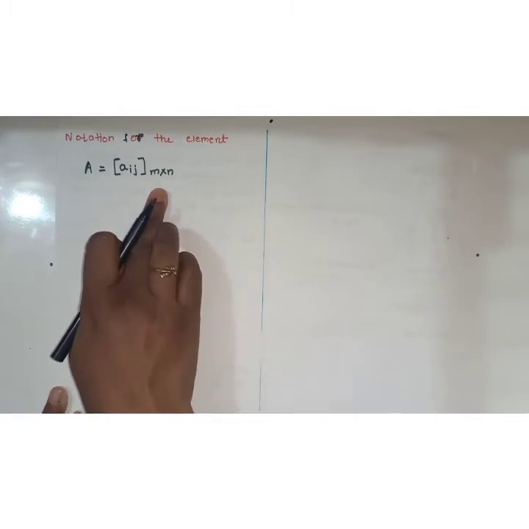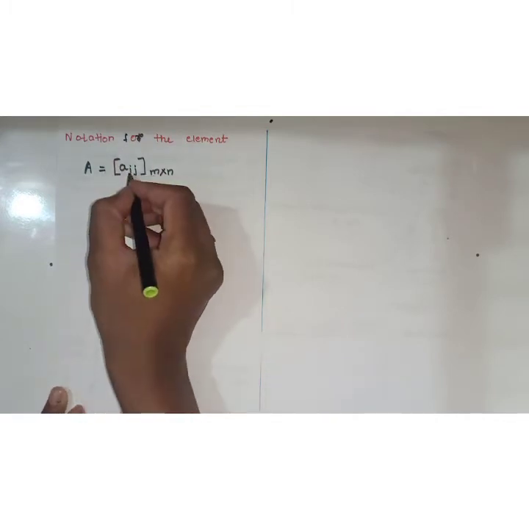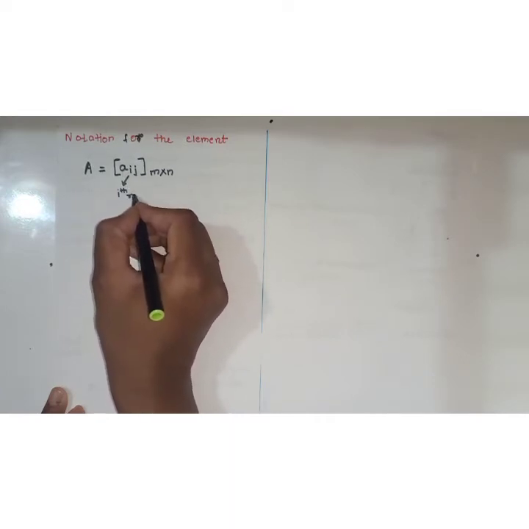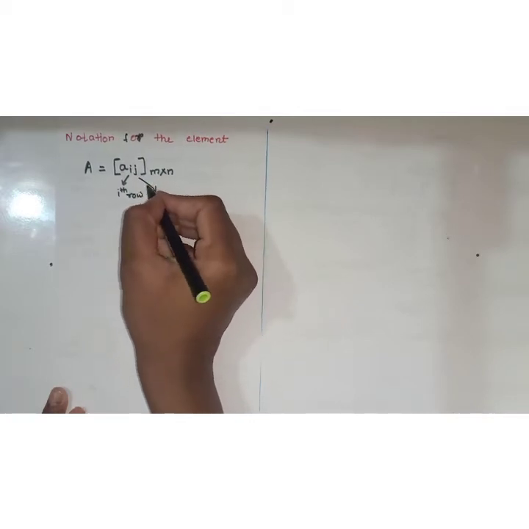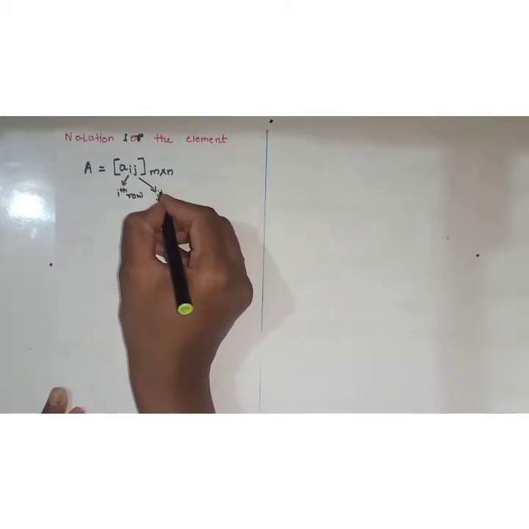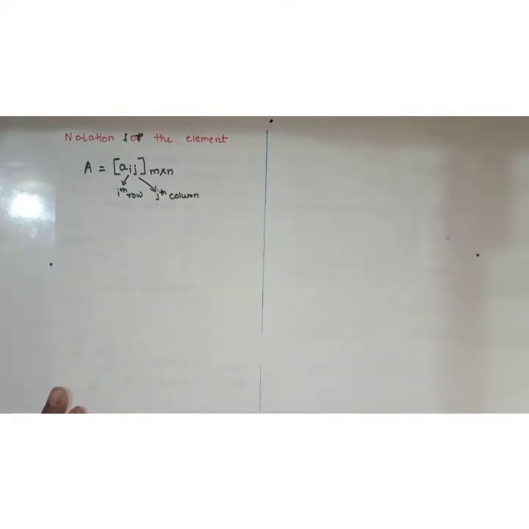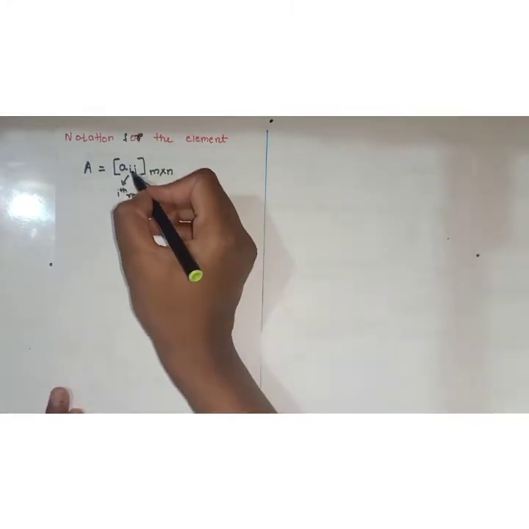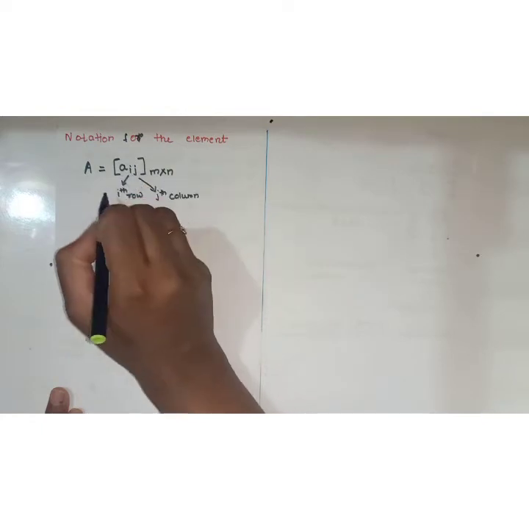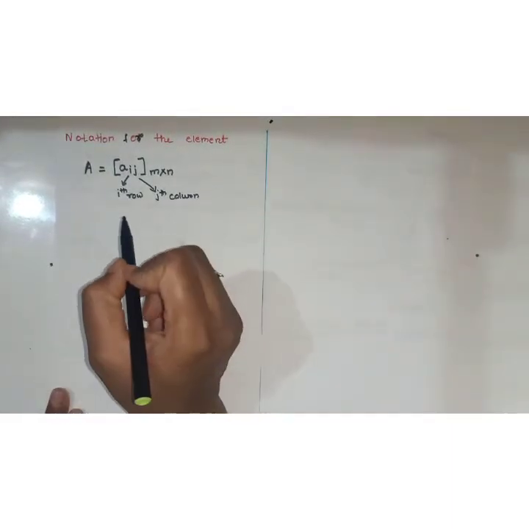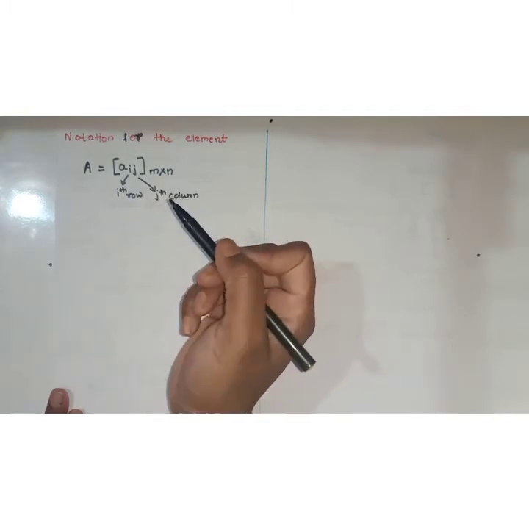In this condition, what does i represent? The ith row, meaning which row this element comes in. And j represents the jth column, meaning which column this element falls in. The i term represents which row a particular element comes in, whereas j represents which column it falls in.